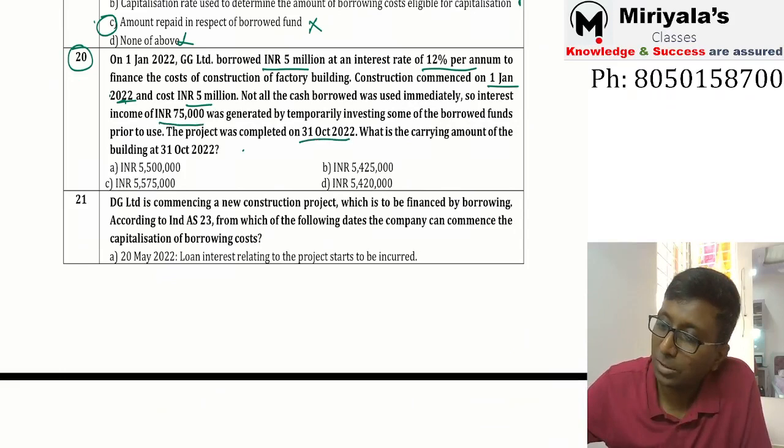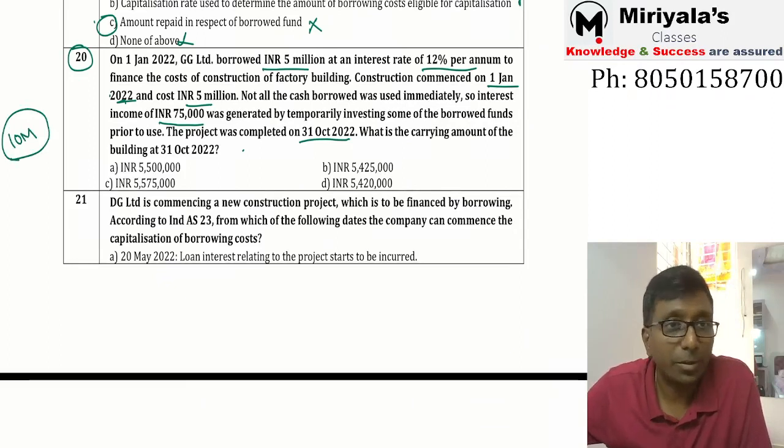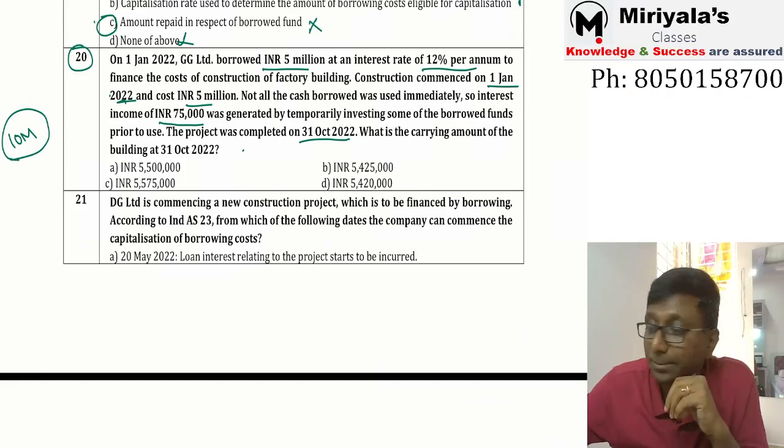That means how many months? October means, with November and December, 10 months it has taken. You can still consider it as a substantial period of time. So now what are you supposed to do? What is the carrying amount of the building?